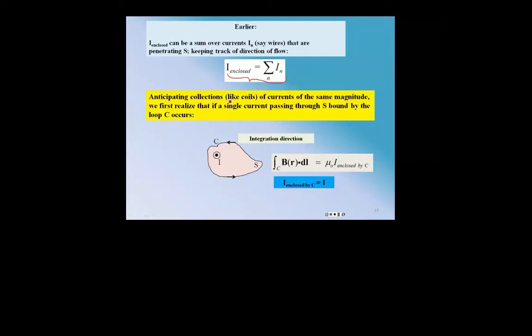Anticipating collections of currents like coils that are all of the same magnitude, we first realize that if a single current passing through S bound by the loop C occurs, then if this is the surface S, here's C, here's the single current I, then we know that I enclosed is equal to I. Ampere's law, you just put this equal to I.